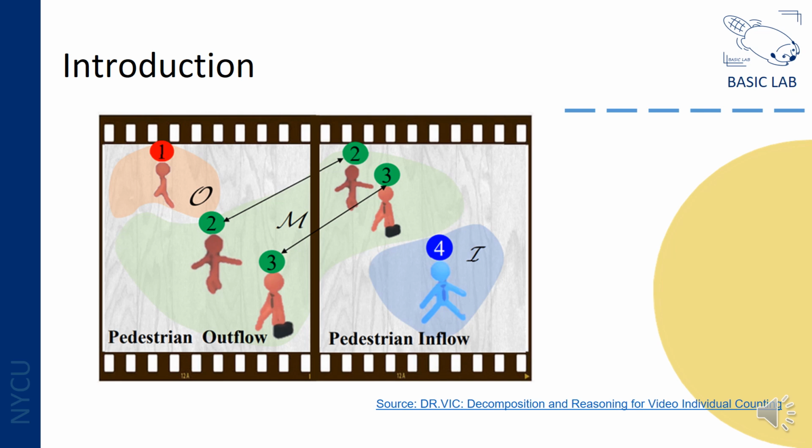For instance, consider these two frames. Each frame displays 3 individuals. However, when estimating the video people flux, the correct count is not 6. This is due to the second and third person appearing in both frames. We must exclude the duplicated count. Therefore, the correct answer is 4 people.